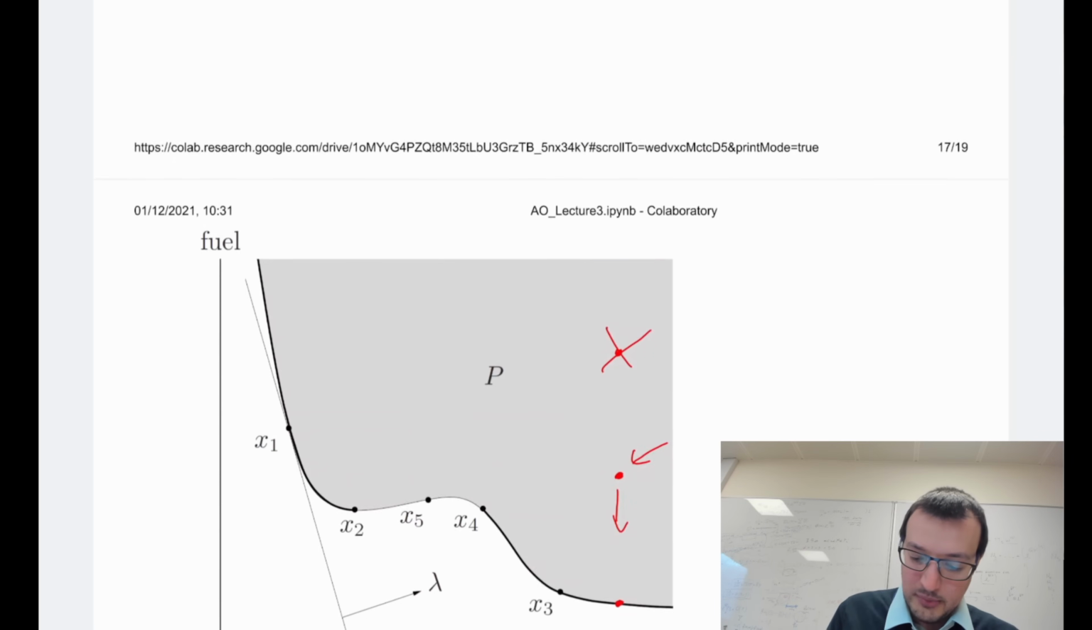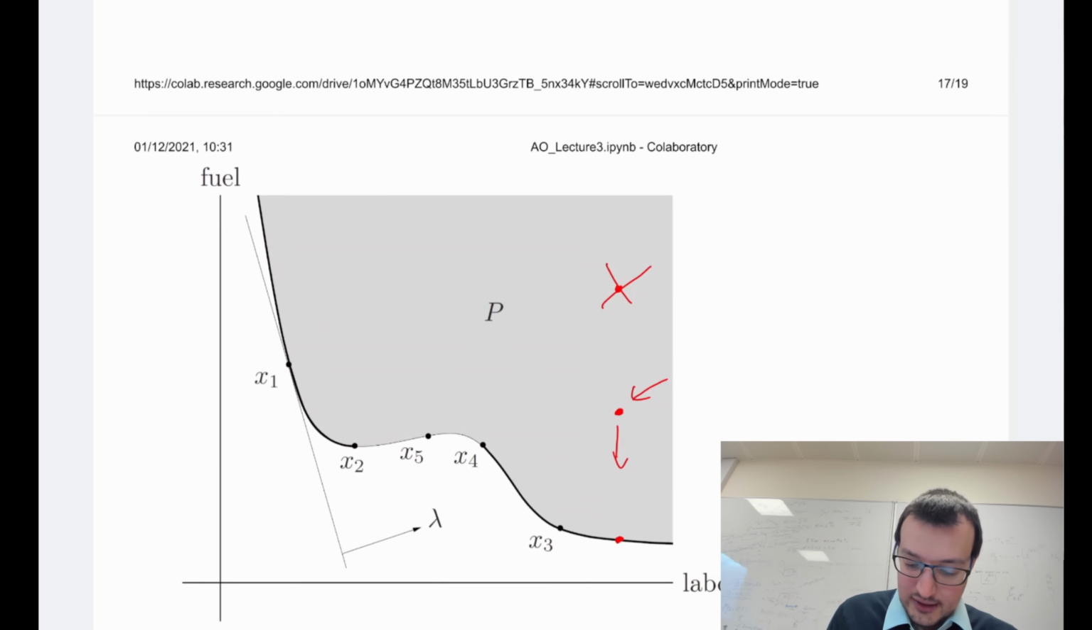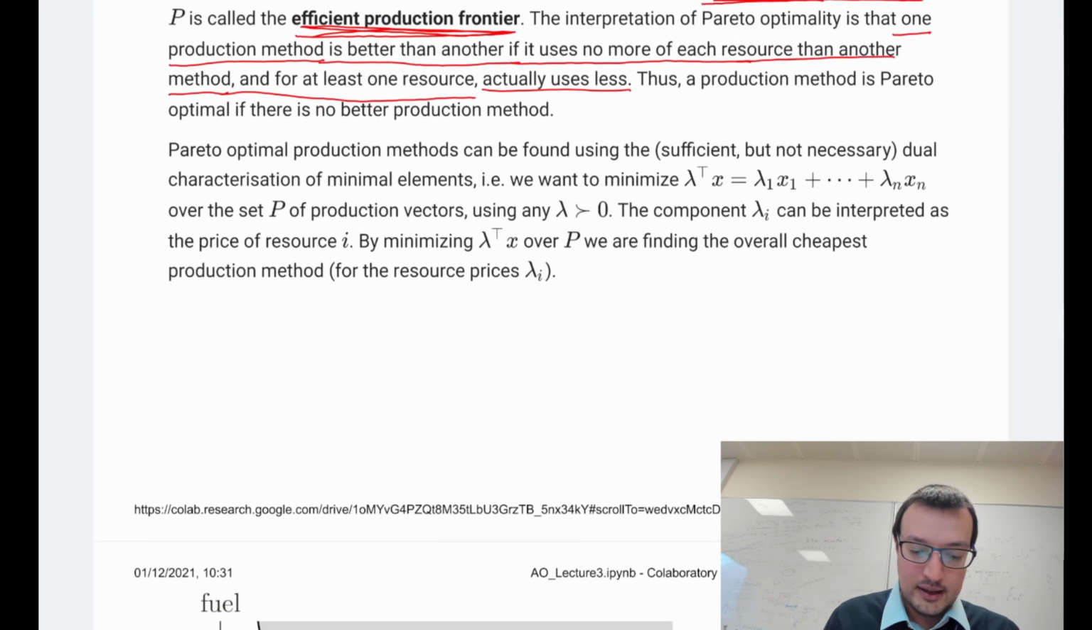So for instance, if we go back to our figure, we see that this point is Pareto-optimal, because it uses as much labor as this point and this point, but it uses less fuel. And there is no point that produces the product with less fuel keeping the labor constant. So that means that this is a Pareto-optimal point.